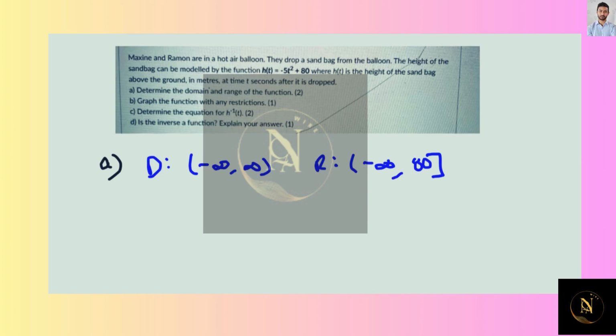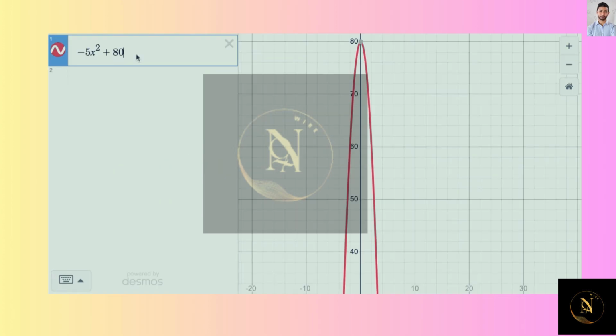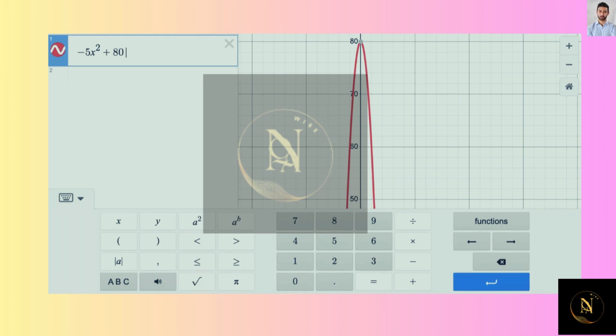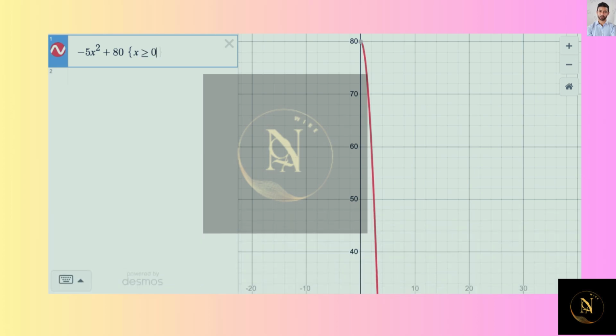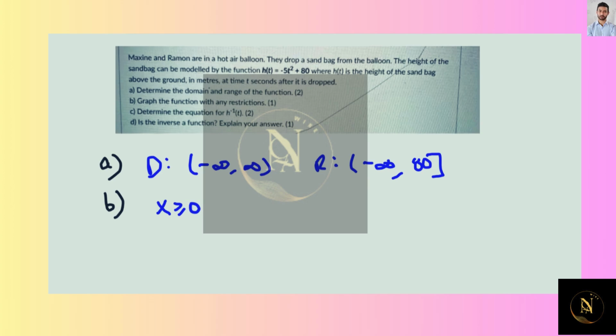Now graph the function with any restrictions. Let's graph so that x is greater than or equal to 0. So that'd be the right side of the parabola.